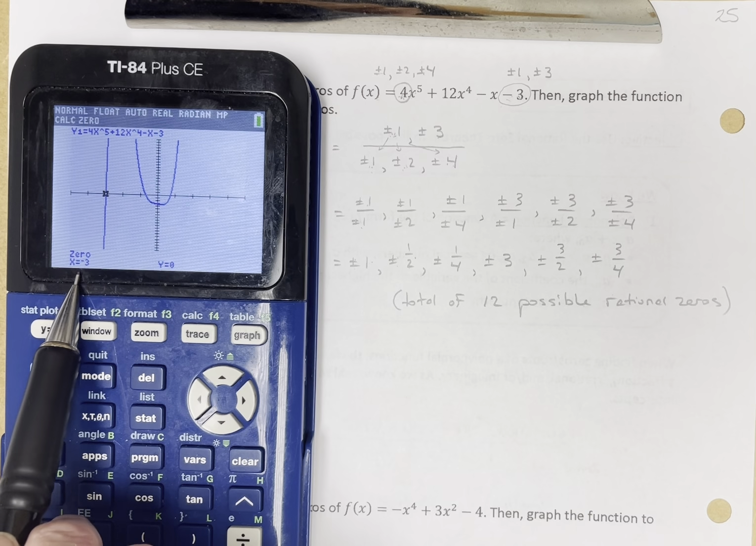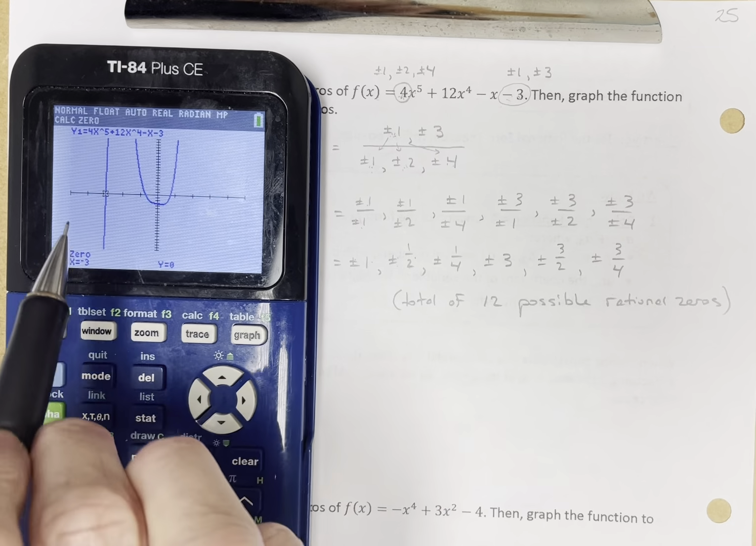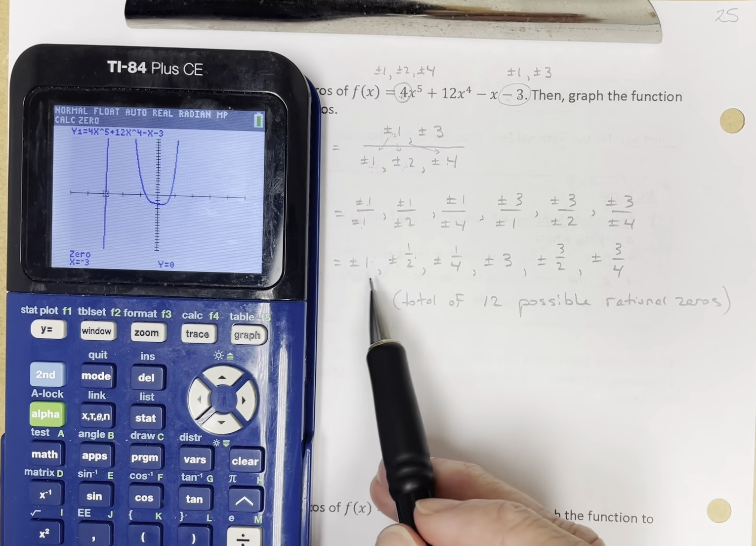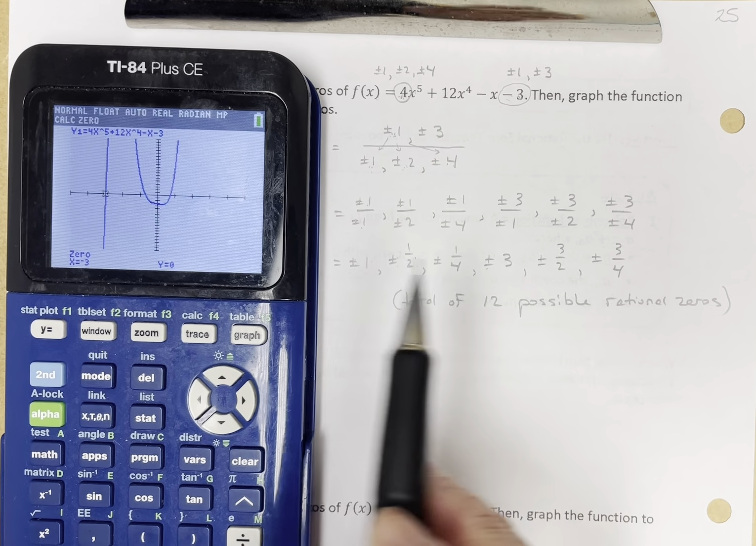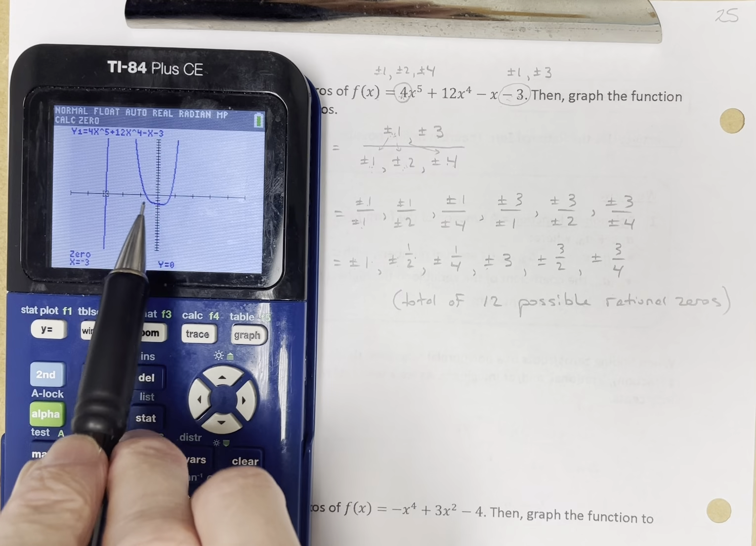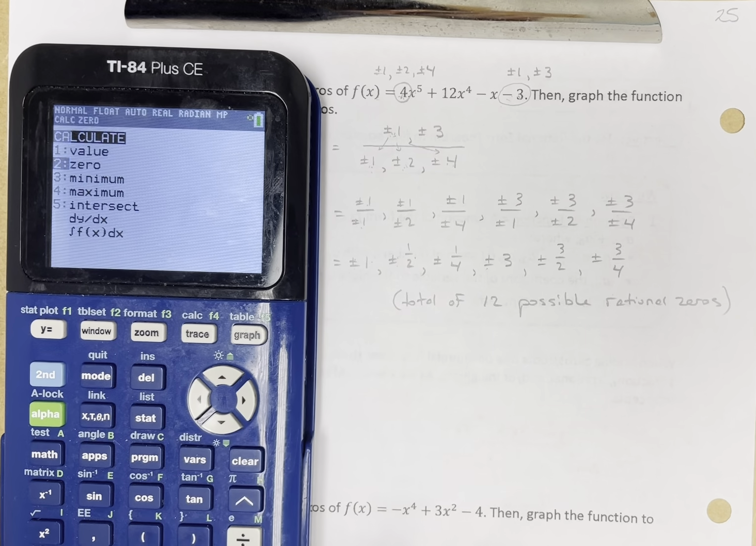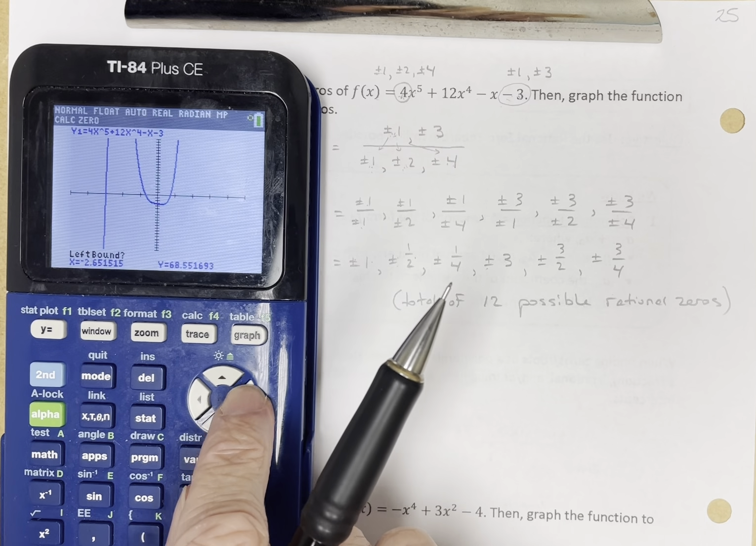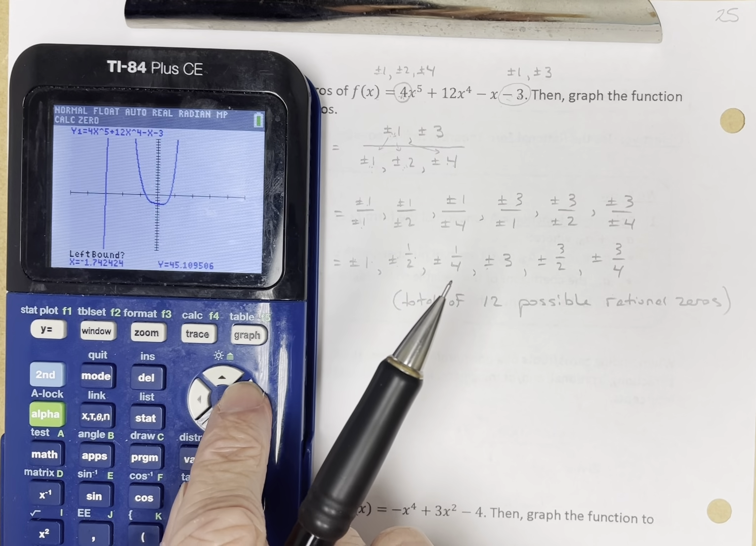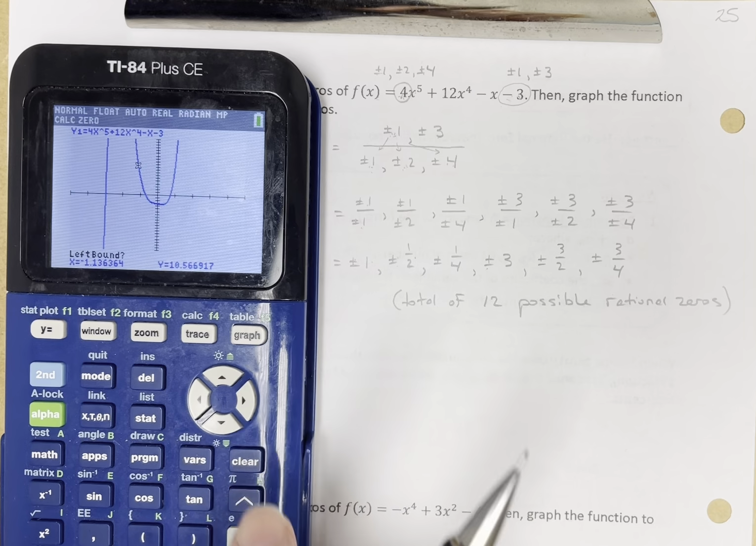Oh, -3, that's a rational number. So -3 is that 0 right there, and that's in our list. It's right here. Okay, are these 2 rational zeros? Let's find out. Second calc, 0. Okay, we got to come back down and take a look at the left side of this one.